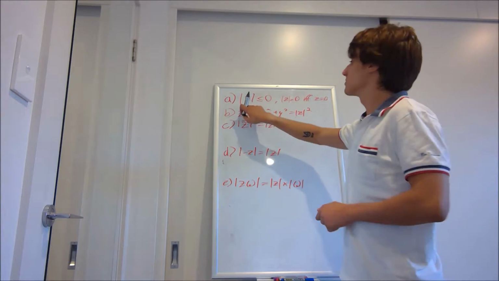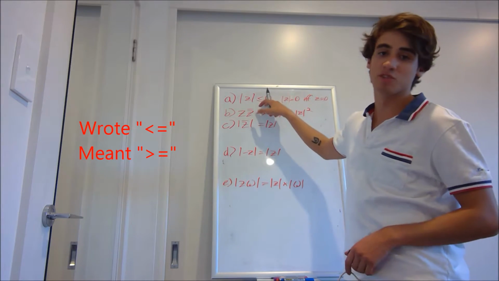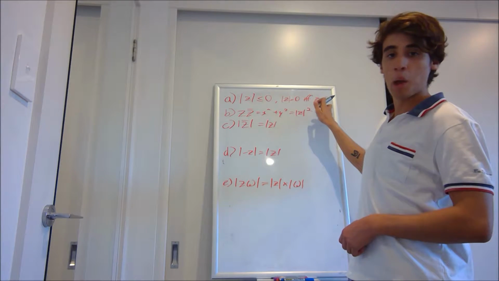Right, so the first one's quite simple. The absolute value of z, or the distance from the origin, is greater than or equal to 0. Equality holds if and only if z equals 0.